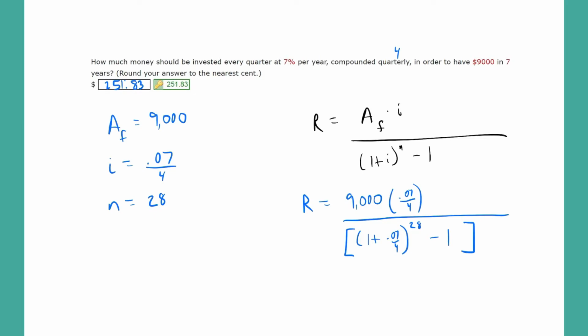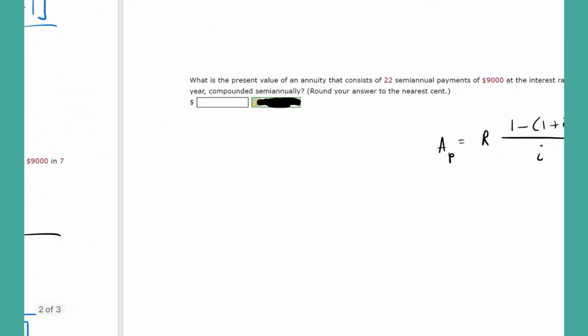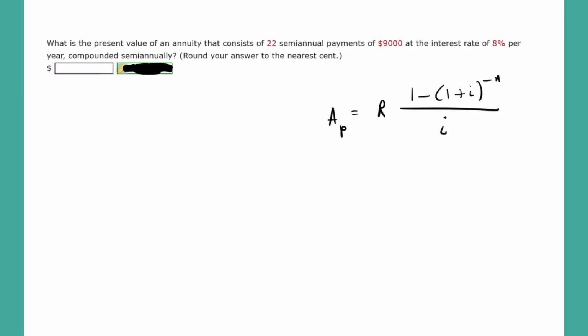All right, moving on. This time they're asking what is the present value of an annuity that consists of 22 semi-annual payments of $9,000 at an interest rate of 8% per year, compounded semi-annually. So there's a lot going on here. Present value of an annuity is a different formula, and you can see the subscript is now P for present value instead of F for final amount.